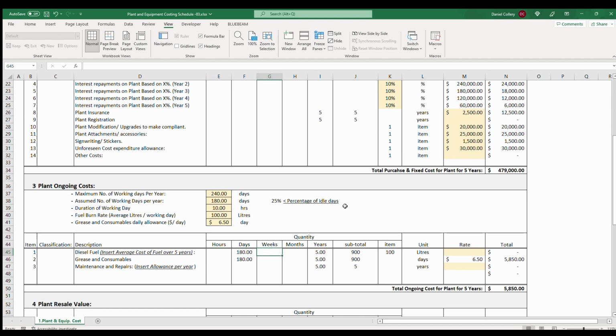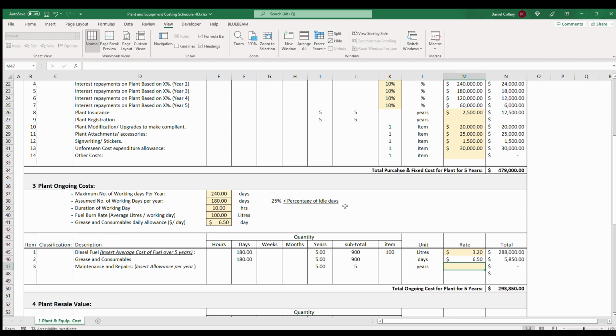Right, then we're down to the diesel fuel. Insert average cost of fuel over 5 years. This is a bit of a tricky one as it's quite variable. All we can do is look at the last 5 years and how fuel has increased in that period and project that forward over the next 5 years. So might need a side calculation to come up with a rate for this. Let's just say $3.20. Grease and consumables has auto-filled, so that's okay.